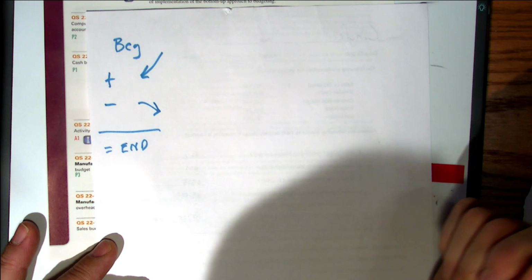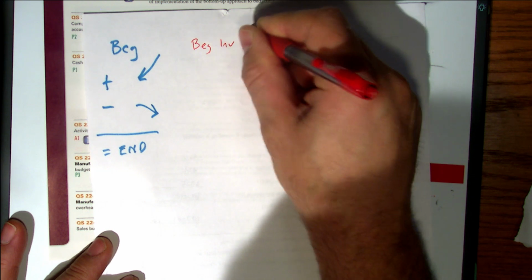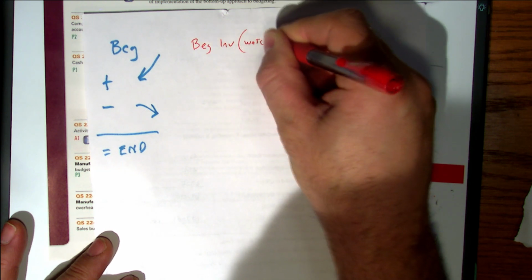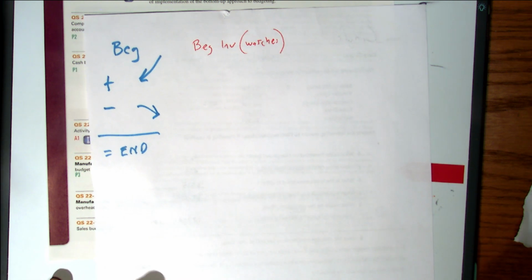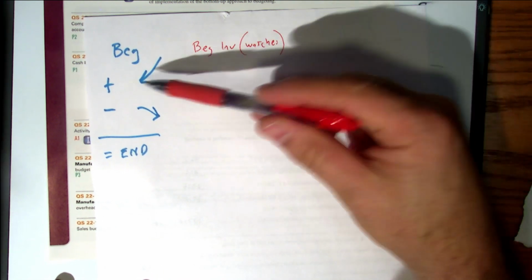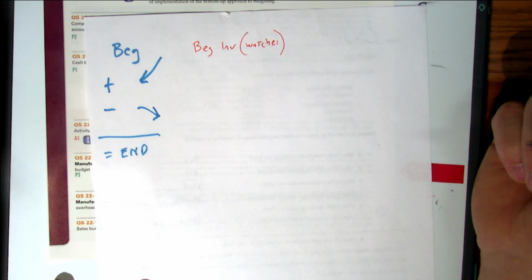Does anybody know what beginning is in this example? I'm not asking even for the numbers, I'm just asking for the term. Beginning inventory of watches. Very good, Matt. That's exactly what it is, the beginning inventory of watches. What makes us have more inventory of watches? Manufacturing them. Manufacturing or producing.